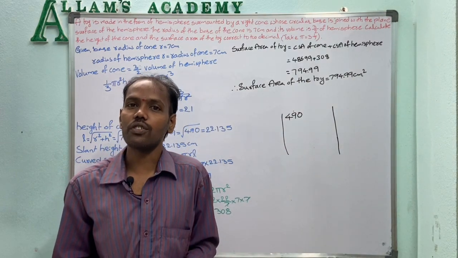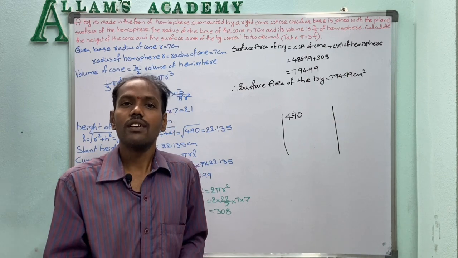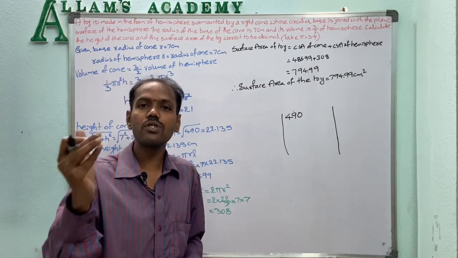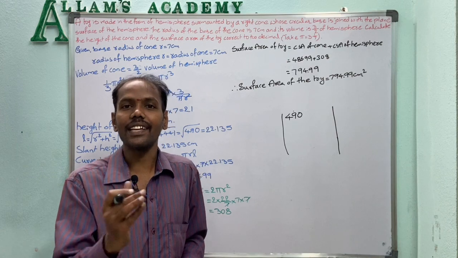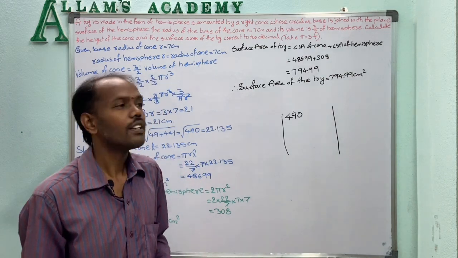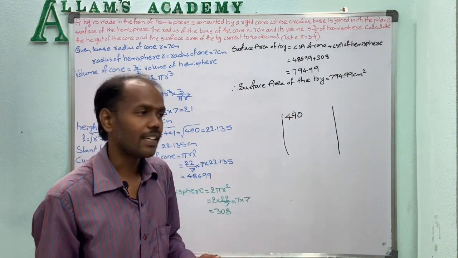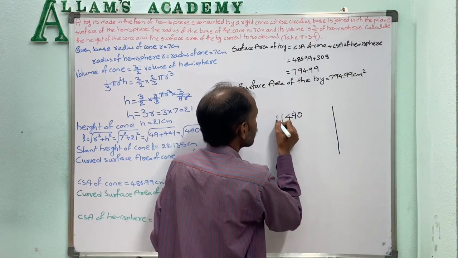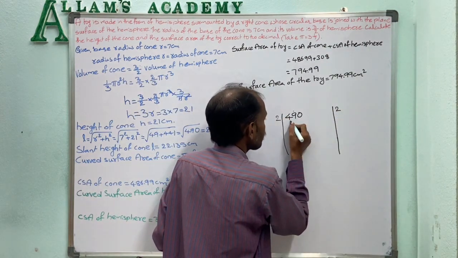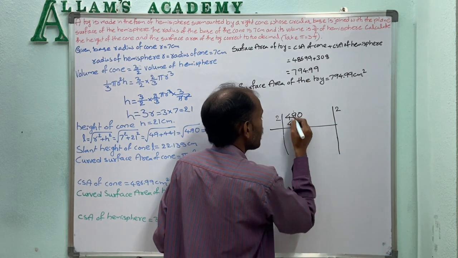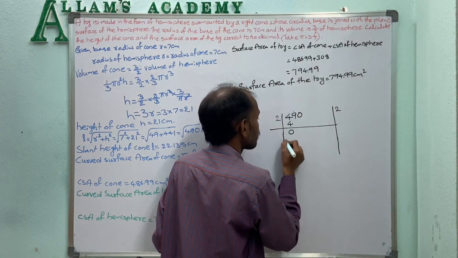For that purpose we have to take the square table. So 1 ones 1, 2 twos 4, 3 threes 9. So that model we have to take. So 4 will come in 2 twos. So 2 twos 4. Now 4 minus 4 is 0.